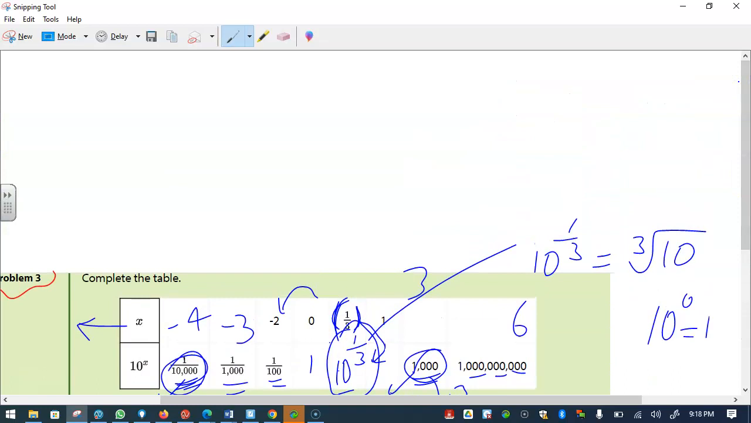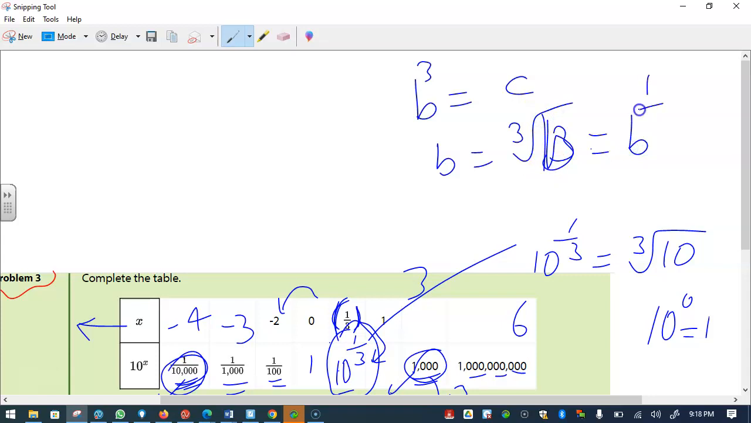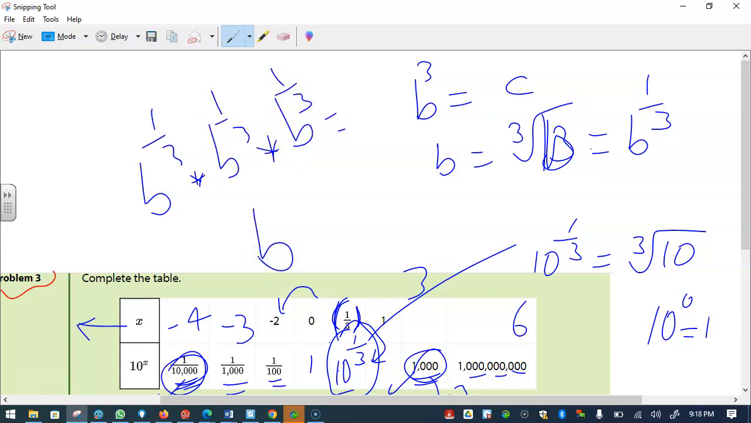So this 10 raised to 1/3 also is the cube root of 10 by definition of cube roots. Remember, if I have b raised to 3 is some c, then b is the cube root of c, which is c raised to 1/3. Because b raised to 1/3 times b raised to 1/3 times b raised to 1/3, if you add up all 3 of them, you get b raised to 1. See? So that's all it is. So let's go to the next one.